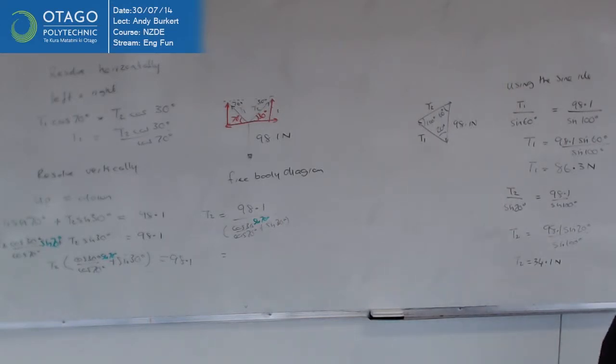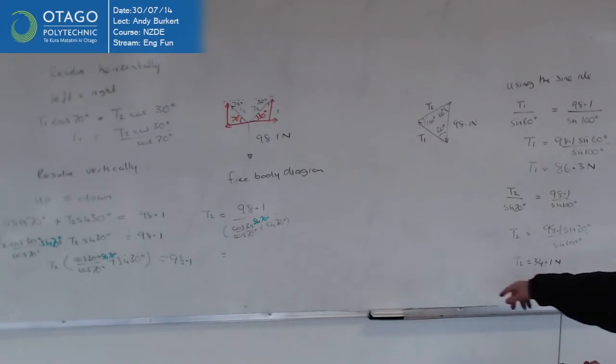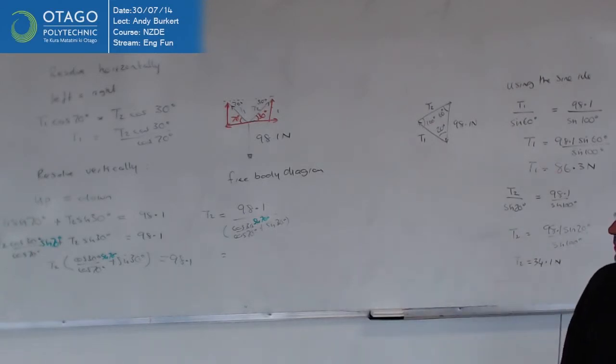Okay, so I made a big error in there because I forgot the sine 70. But then it works, and if you're going to get the right answer now, 34.1. Oh, is it sine 70 on the top? Yeah, cos 30 times sine 70 over cos 70 plus sine 30. Oh, I see. And then once you've got T2, you just do T2 times cos 30 divided by cos 70, and you get T1, and you will get the same answer.